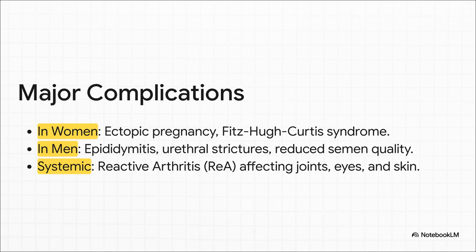And believe it or not, the list of potential damage just keeps going. For women, you've got the risk of a life-threatening ectopic pregnancy or Fitz-Hugh-Curtis syndrome, which is an inflammation around the liver. For men, you can see painful epididymitis, scarring in the urethra, even a temporary drop in semen quality. And for anyone, the infection can kick off a systemic autoimmune problem called reactive arthritis, which can affect your joints, your eyes, your skin. It's a whole body problem.